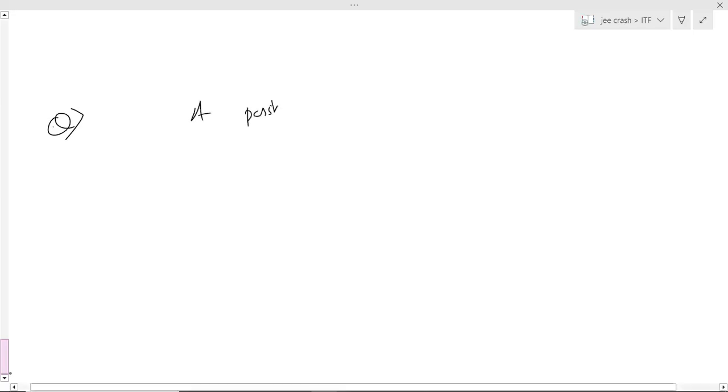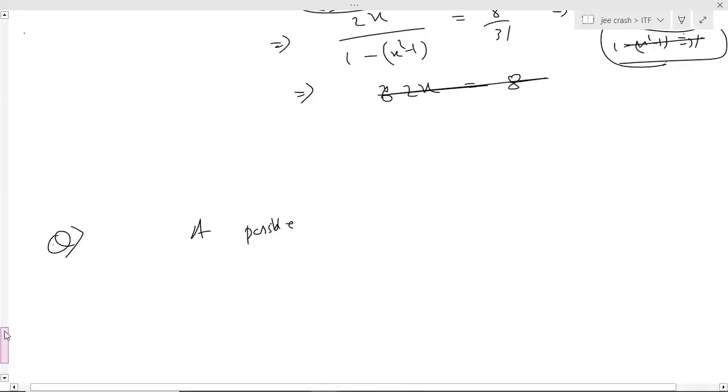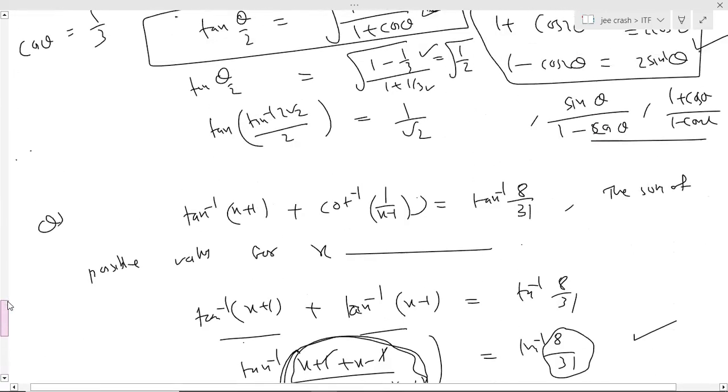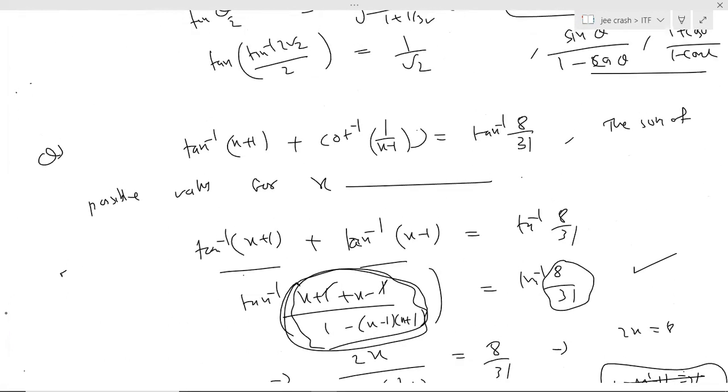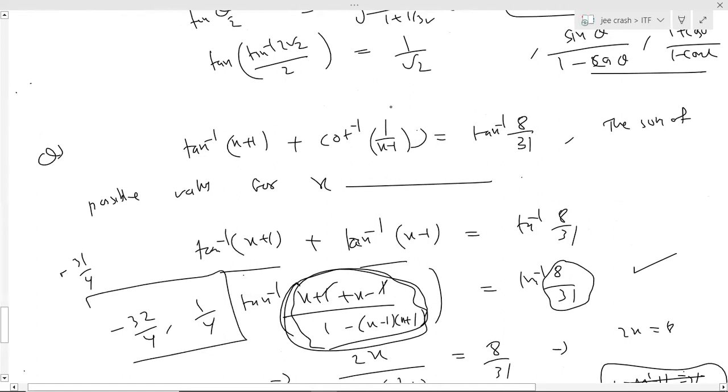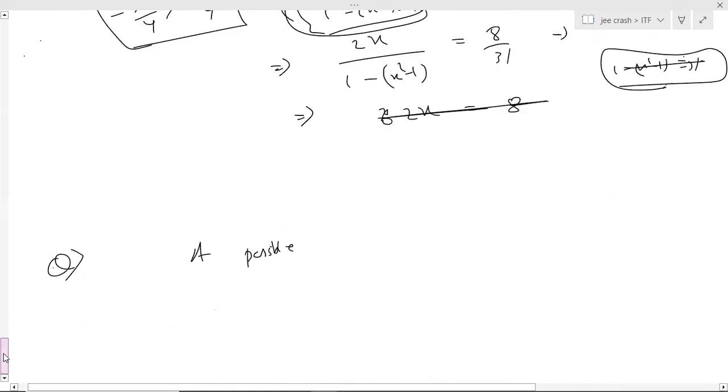A possible value. Sir, for the last question, what will be the answer? The sum. Minus 31 by 4. It's 31. All right. One value of x, I believe, is minus 32 by 4, and another is 1 upon 4. Sir, I got one value as minus 8, another one as 1 by 4. Right. This one. Yes, correct. So if you add them, you'll get this. All right. Yes, thank you.